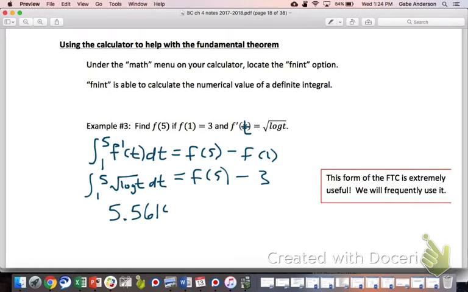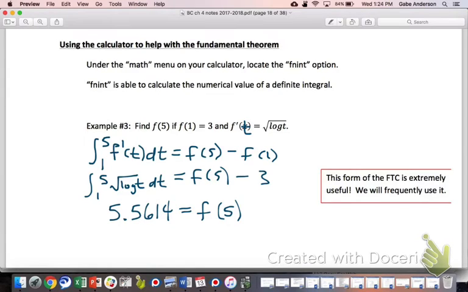5.5614. 5.5614 equals f of 5. You guys agree with that number? Did you guys set it up similarly? It might have had a few details that are a little different. Do you have any questions about the best way to do it? Maybe you have a way that you like better. I don't know. That's okay?